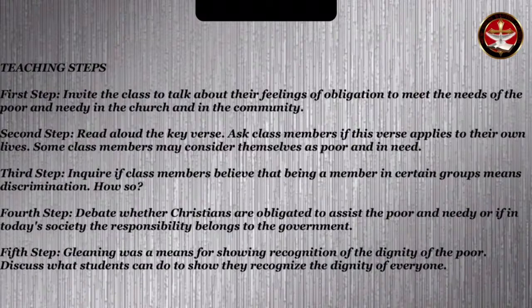Third step: inquire if class members believe that being a member of certain groups means discrimination. How so? Fourth step: debate whether Christians are obligated to assist the poor and needy, or if in today's society the responsibility belongs to the government. Fifth step: gleaning was a means for showing recognition of the dignity of the poor. Discuss what students can do to show they recognize the dignity of everyone.